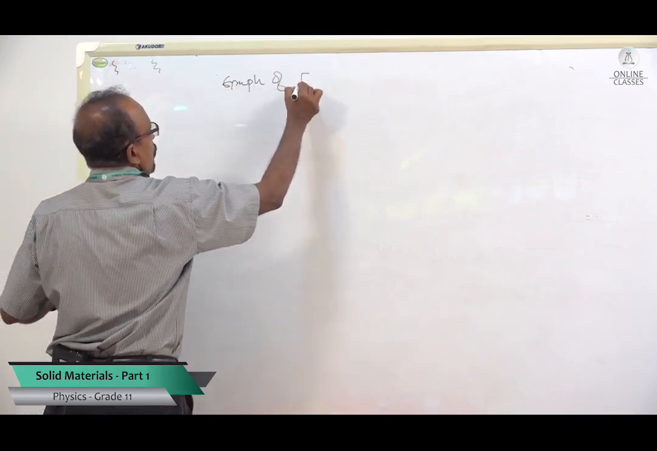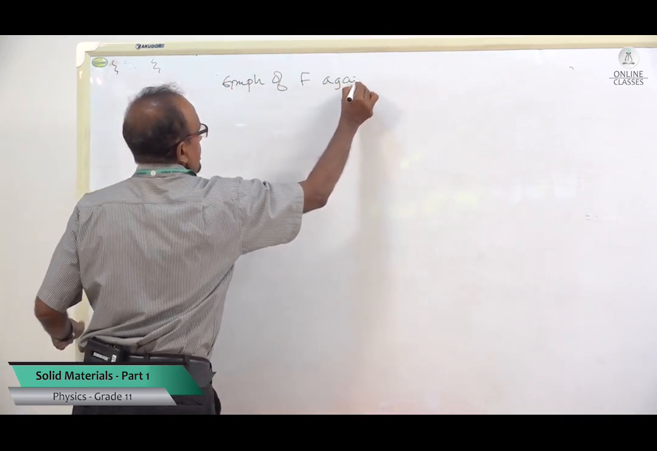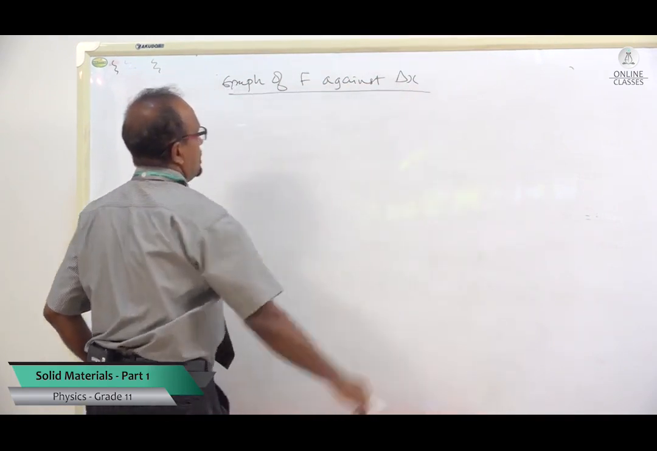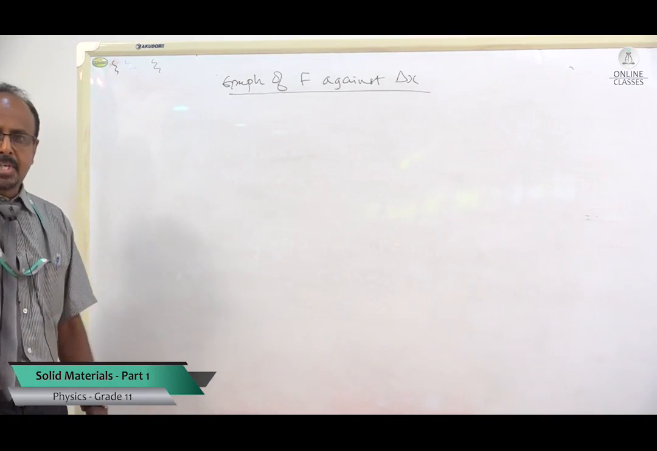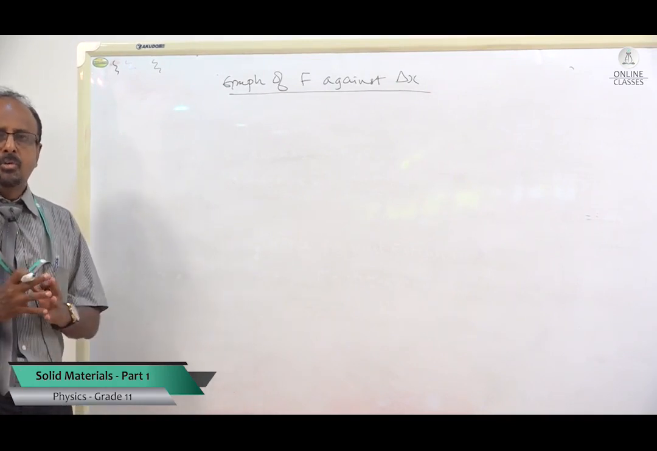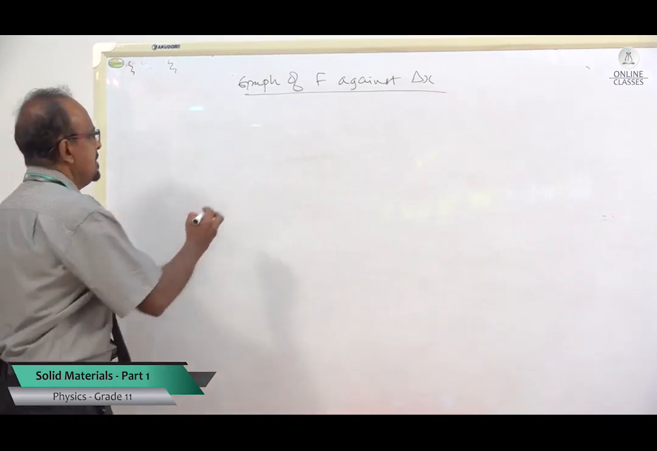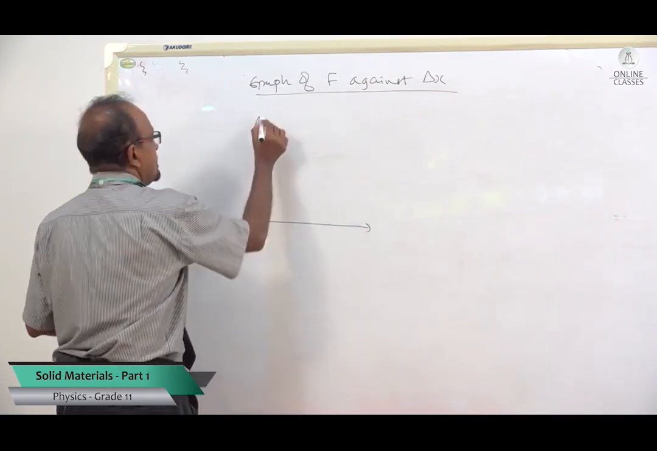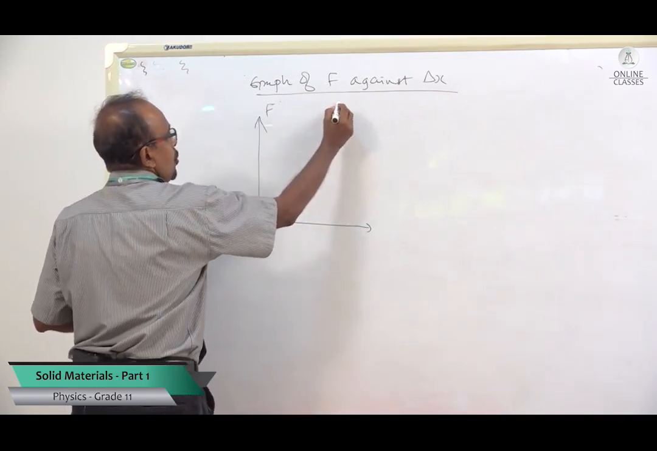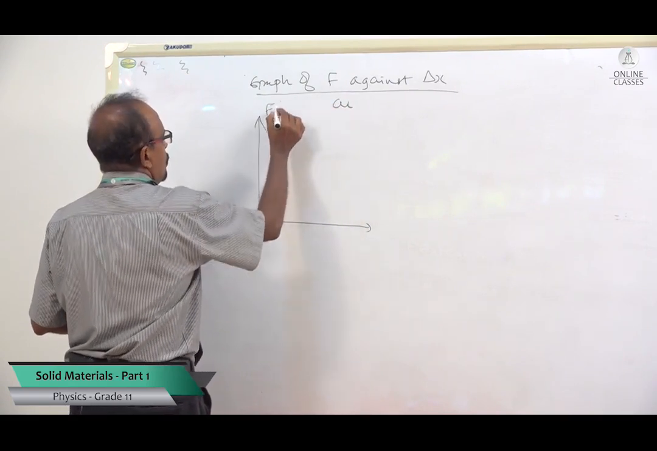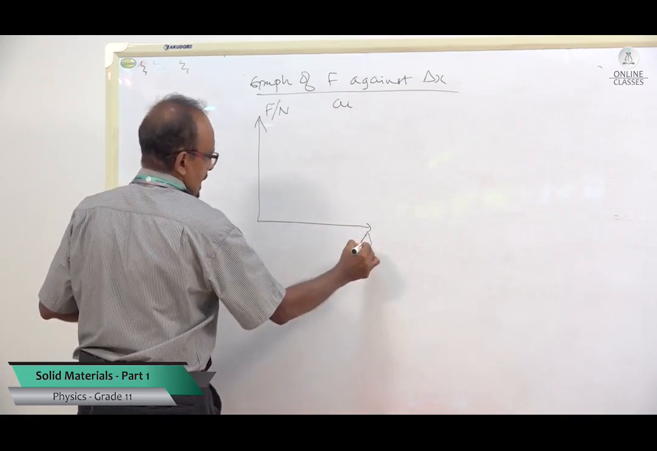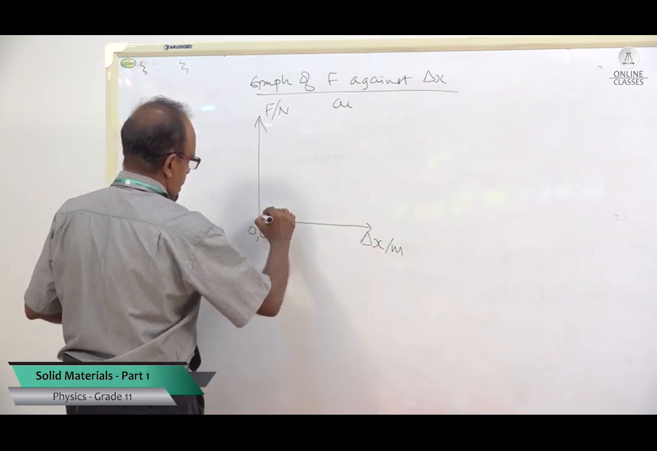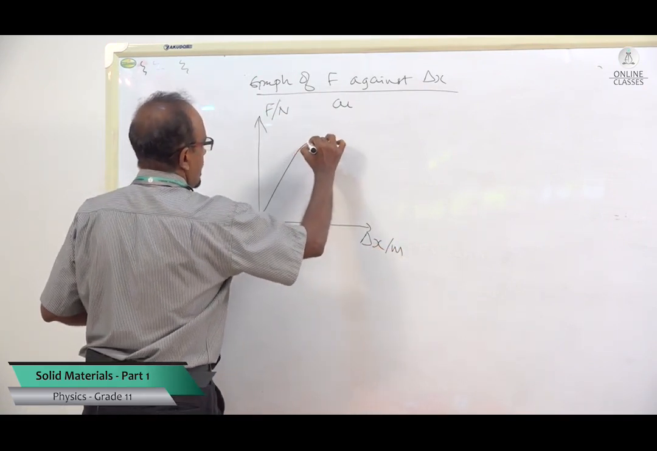Then we'll see an important graph of force against delta X. I'm going to draw a graph of force against extension for a material. I can select an easy material, since we are going to learn a lot of materials later, we can use copper. So force in Newton, delta X in meters, and here the shape of the graph will come like this.